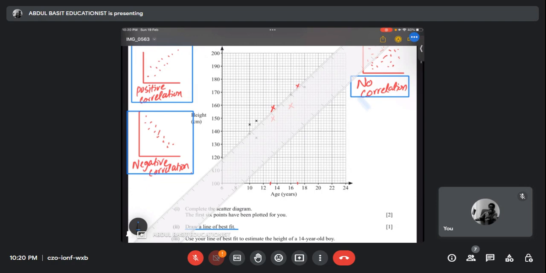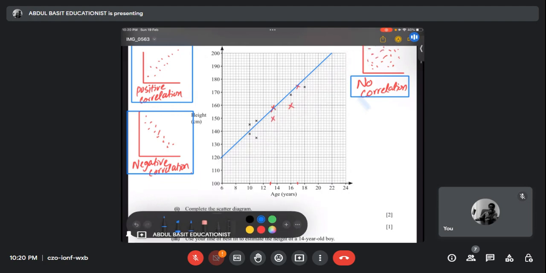For example, this is my line of best fit. Let's see how many points there are. 2 points on the upper side of the line, and 1 2 3 4 5 6 points on the lower side. So it's not a correct line. So I'm going to erase it once again.